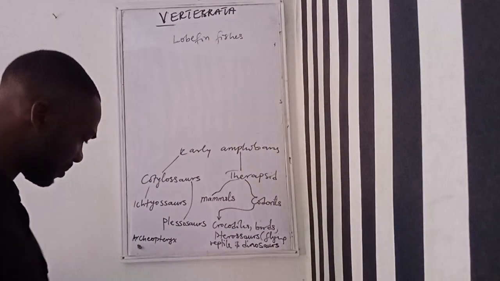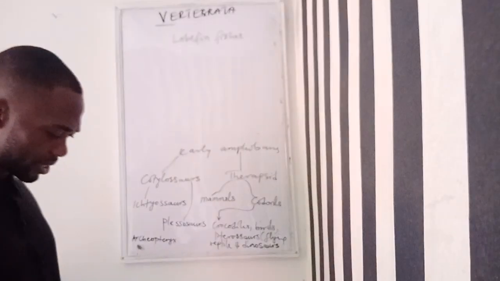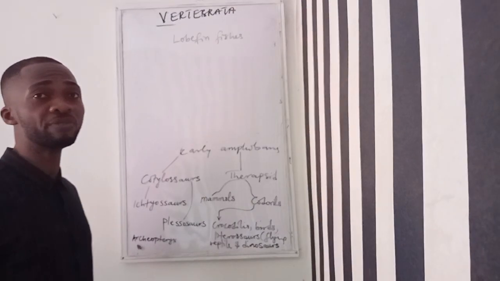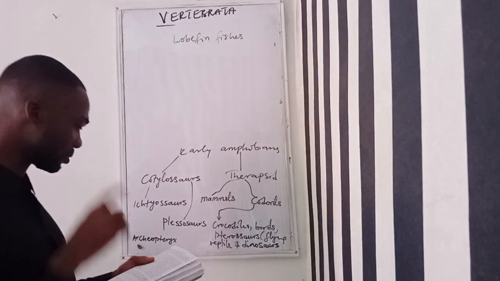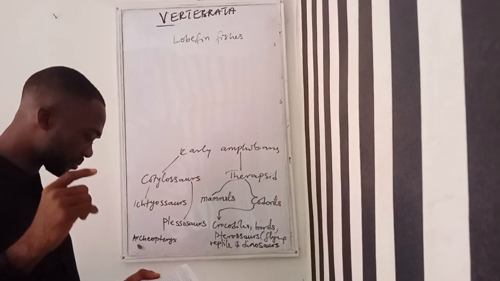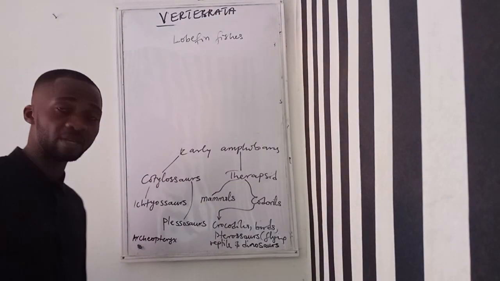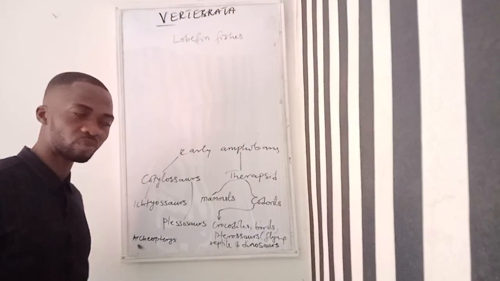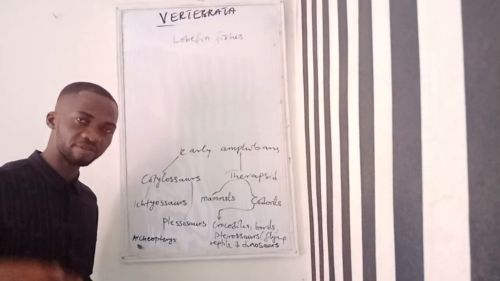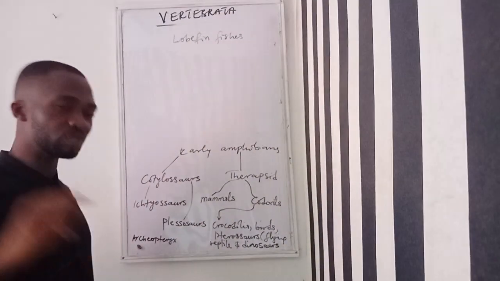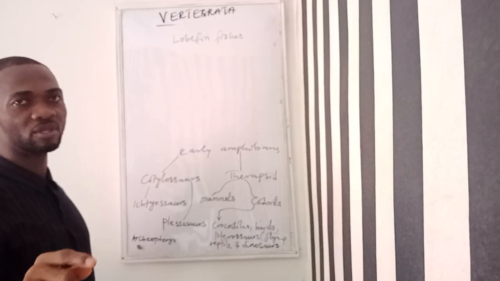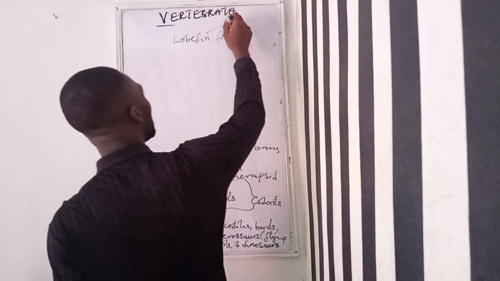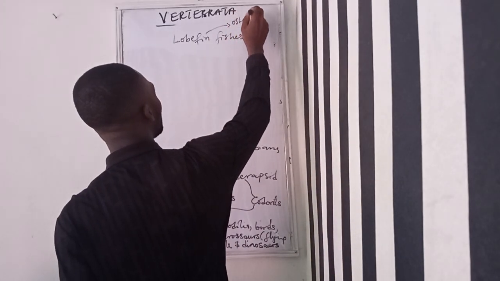So I'm looking at how amphibians evolved. I'm saying that amphibians evolved from the lobe fins. The lobe fins are known as the earliest fishes that gave rise to the first land vertebrates, which are the amphibians. So the ancestors of amphibians are the lobe fins, and these lobe fins evolved from the bony fishes, which are what?